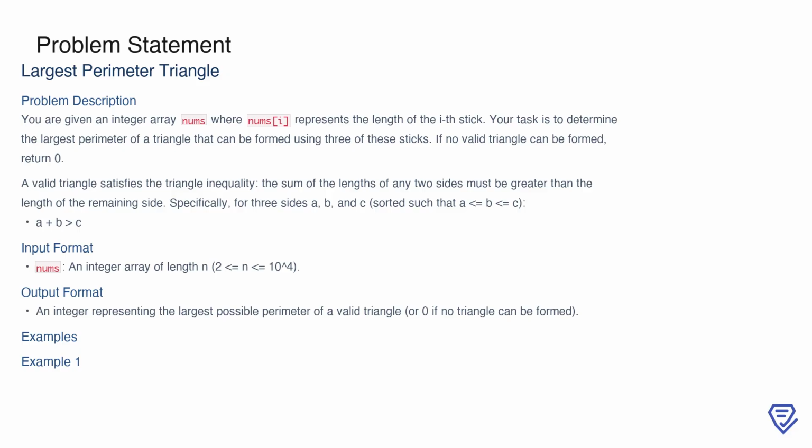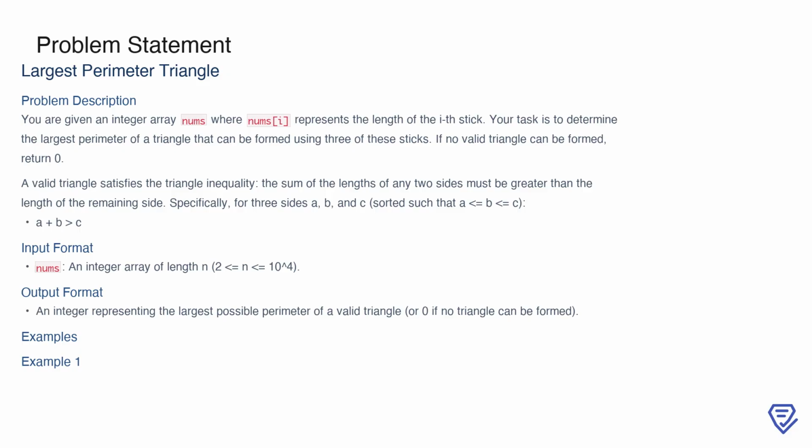You're given an array of integers, where each number represents the length of a stick. Your task is to find the largest perimeter of a triangle that can be formed using exactly 3 sticks from the array. If it's not possible to form any triangle, you'll return 0.